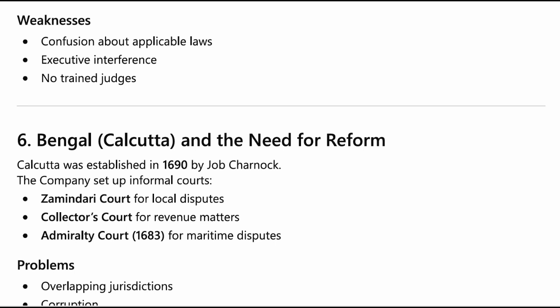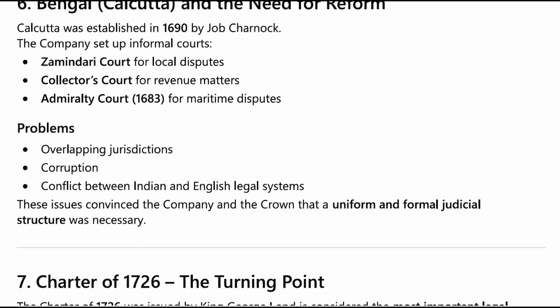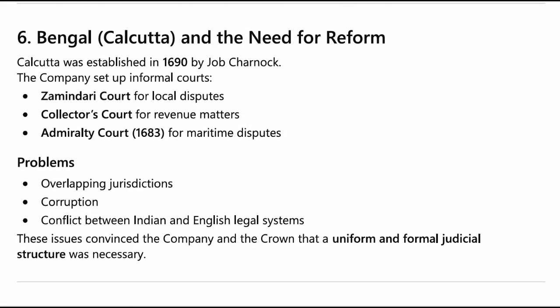Now let us look at Bengal or Calcutta and the need for reform. Calcutta was established in 1690 by Job Charnock. There were informal courts in Calcutta or Bengal at that time. There were zamindari courts for local disputes. Revenue matters were handled by the collector's court, and maritime disputes were handled by Admiralty Court in 1683.